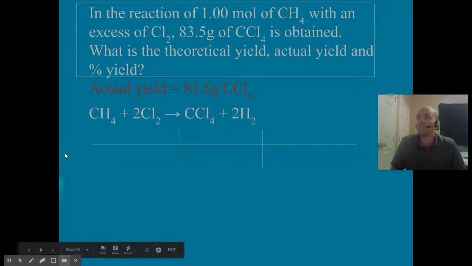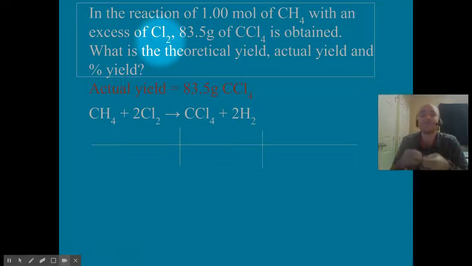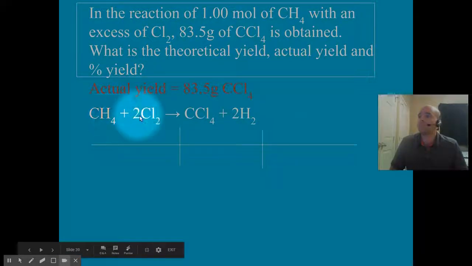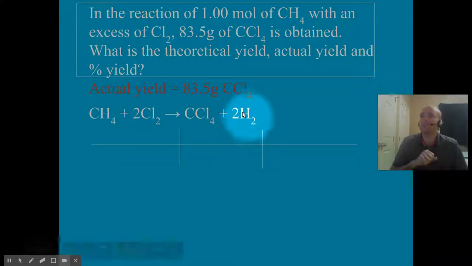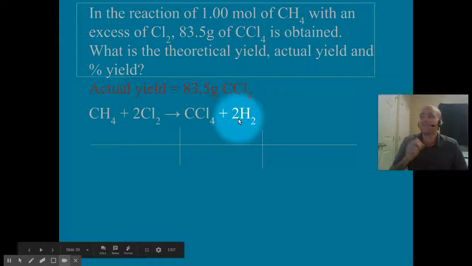It says that we started with methane with an excess of chlorine gas. So that means that chlorine gas was not the limiting reactant. That's what it means by it saying excess. Then it produced carbon tetrachloride, and you would need to figure out that the hydrogen was added on at the end. Fortunately, if you left this off, you would still be able to get the right answer because we only need these three terms.